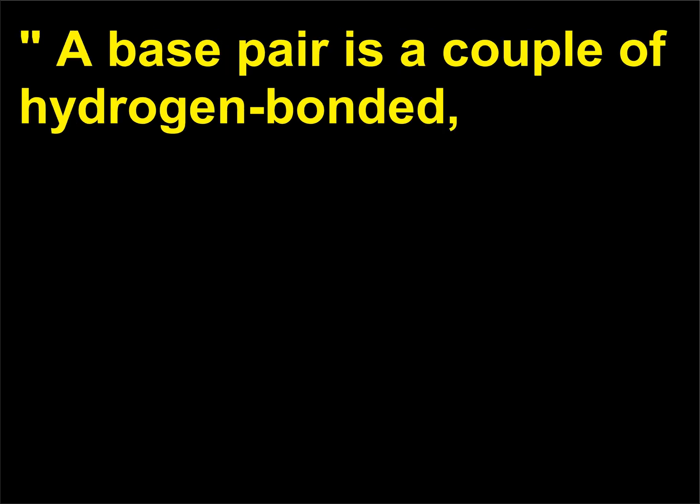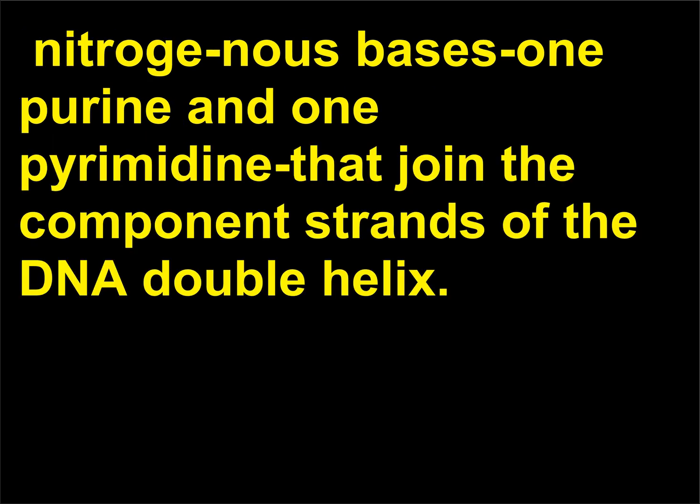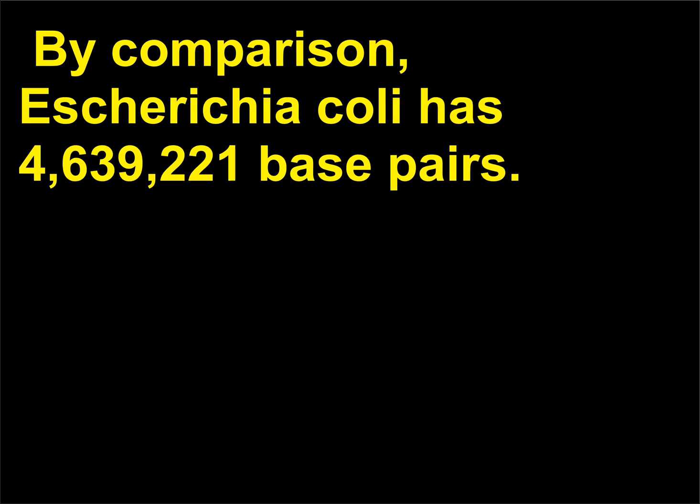A base pair is a couple of hydrogen-bonded nitrogenous bases, one purine and one pyrimidine, that join the component strands of the DNA double helix. By comparison, Escherichia coli has 4,639,221 base pairs.